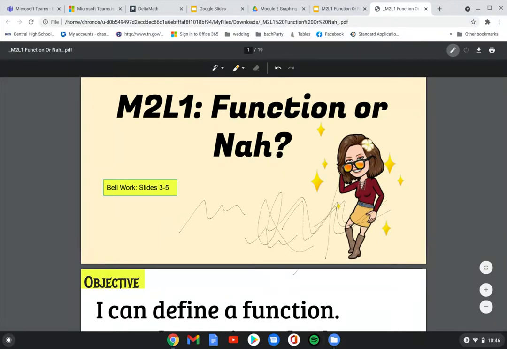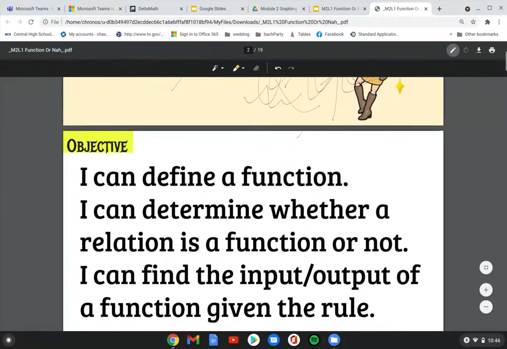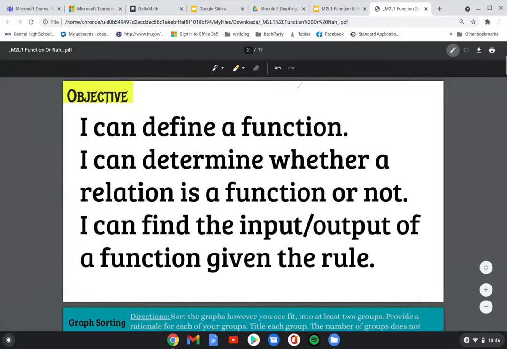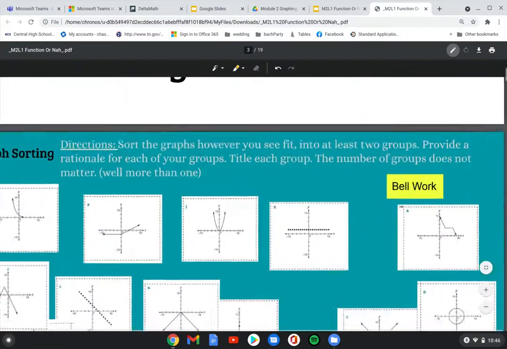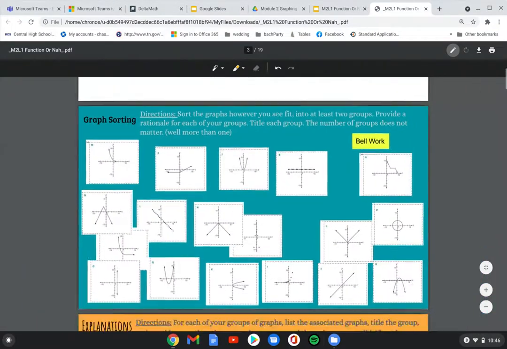I am recording this so that you can work on it. All right. So today I can define a function and I can determine whether a relation is a function or not. I can find the input or output of a function given the rule. All right. So this is your bell work.